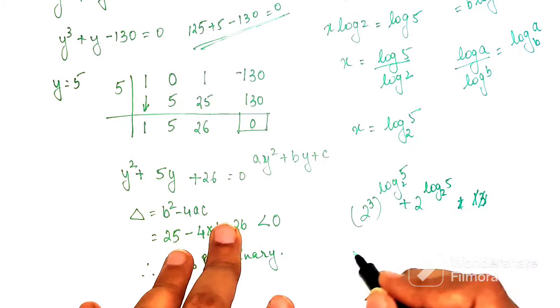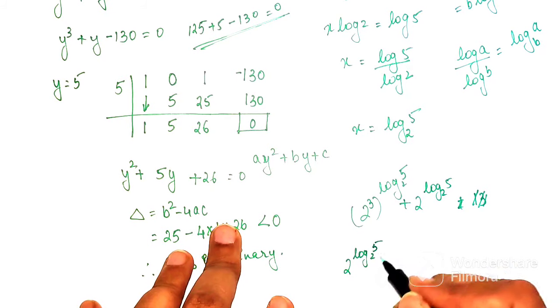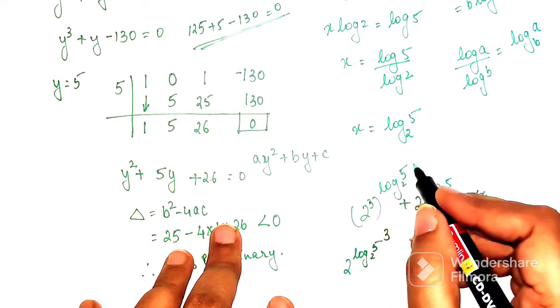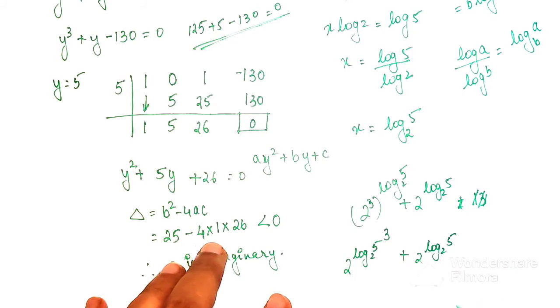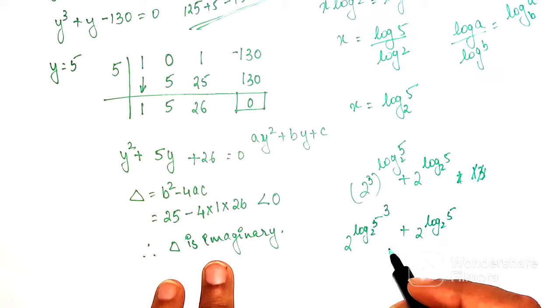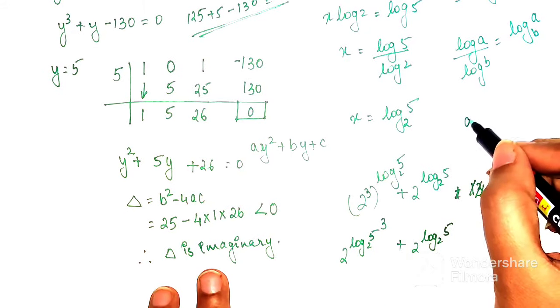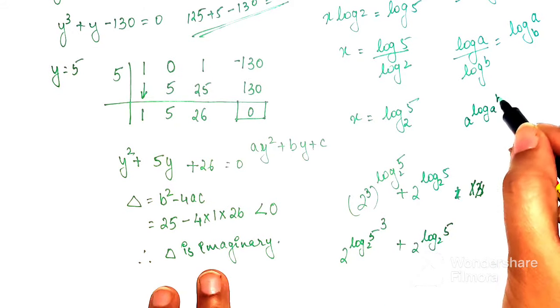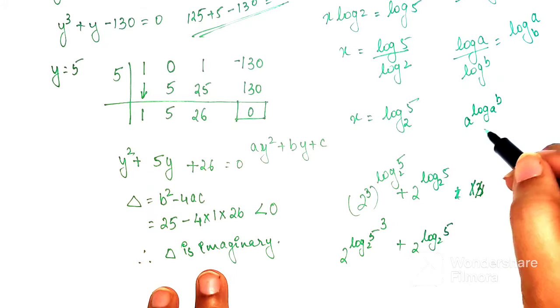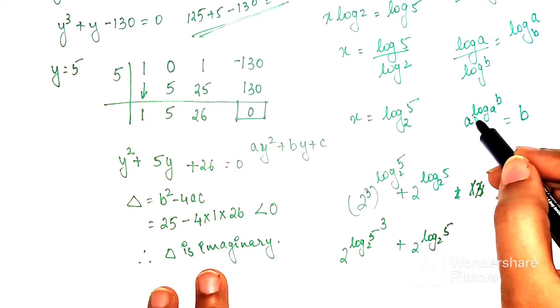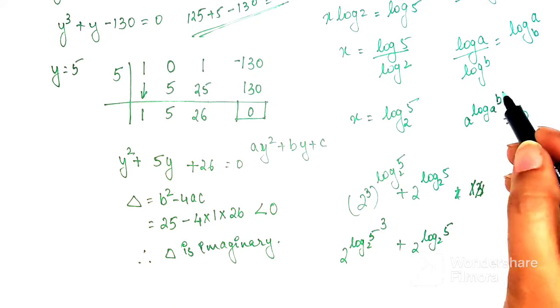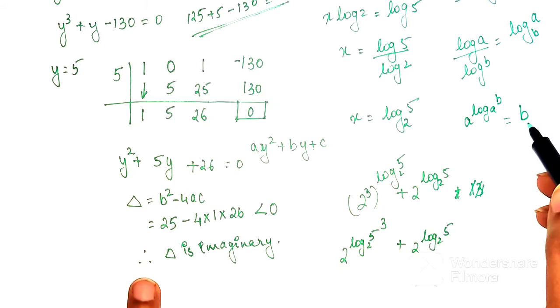So this can now be written as (2 raised to log of 5 to the base 2) the whole raised to 3. This index can go on top, plus 2 raised to log of 5 to the base 2. Now understand, whenever we have a raised to log of b to the base a, it can be written as nothing but b. This entire thing comes out to be 5.